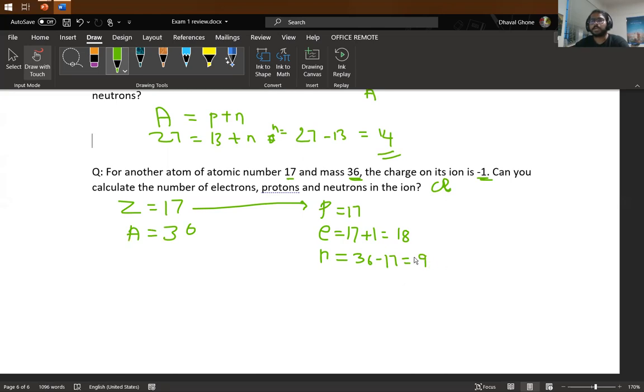Is it 9? I think it's 19. Yeah, it's 19. Okay, I'm going to cross-check that real quick. I don't trust myself. 36 minus 17. Okay, it is 19. Never trust math in your head. It's a quick way of doing it, but it's usually wrong, at least for me. Okay, that's how you find protons, electrons, neutrons in an ion.